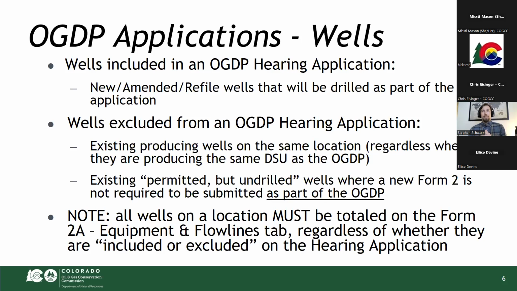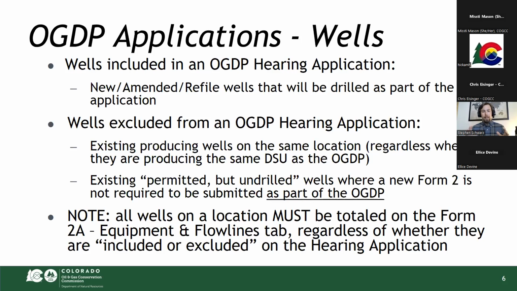A simplified example of this could be you have 8 wells going north, they're existing, whether they're drilled or have valid Form 2s, and you're amending the location to add an additional 8 wells to go south. In the text of the hearing application, it would be those 8 wells going south that would be the wells that would be part of the OGDP application and not the ones going north.